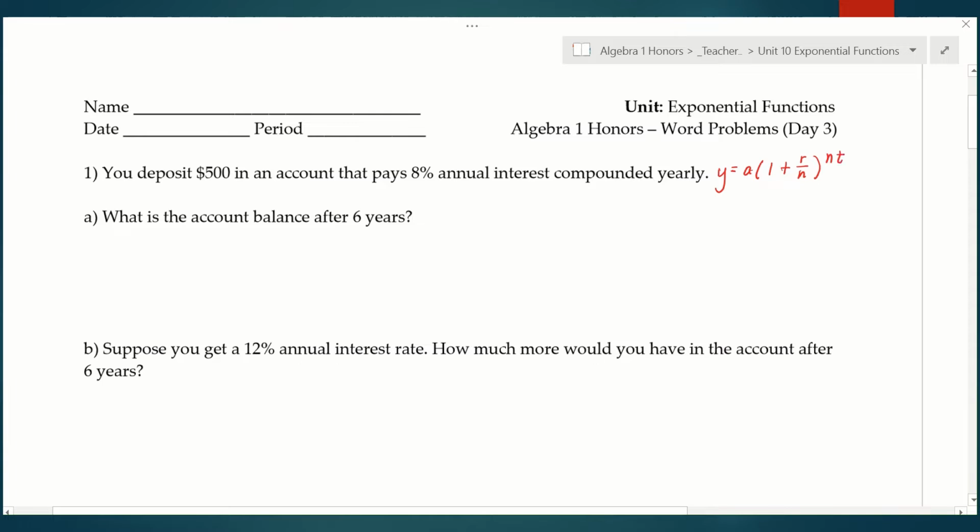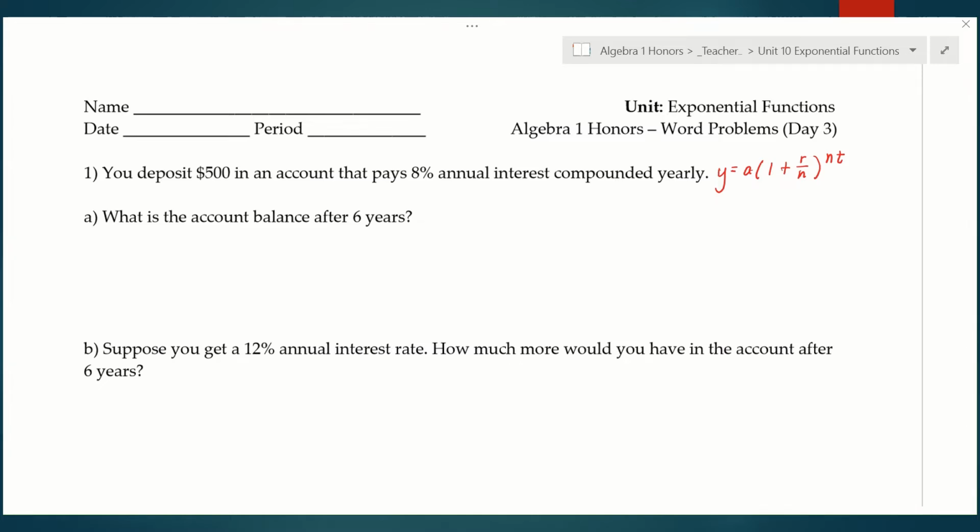Okay, so because it's interest, we're talking about exponential growth. So your formula looks very similar to your exponential growth formula. The only difference is that instead of 1 plus r, you have this 1 plus r over n. So remember, r stands for the rate as a decimal, and n stands for the number of times per year that your interest is being compounded.